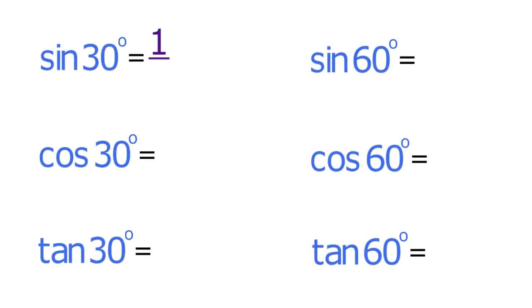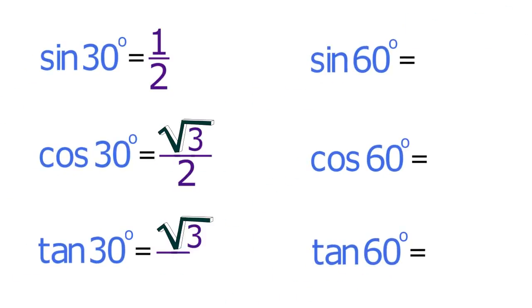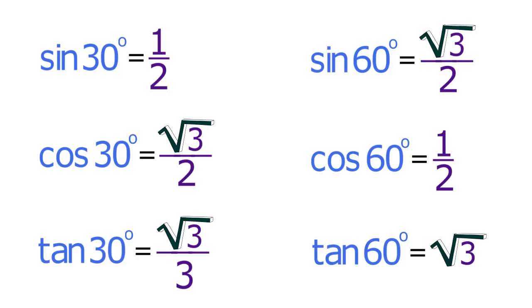As with the trig ratios for 45 degrees, the trig ratios for 30 degrees and 60 degrees are also used frequently in trigonometry. To begin memorizing them, it is helpful to note that both the sine of 30 degrees and the cosine of 60 degrees equal 1/2, and that all of the other ratios include the value radical 3.